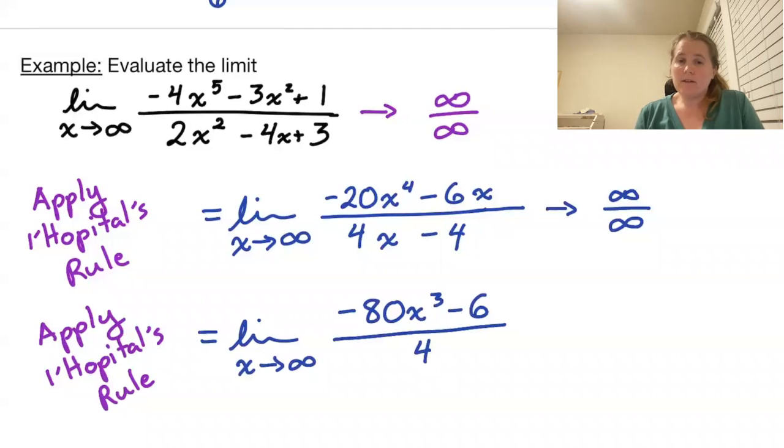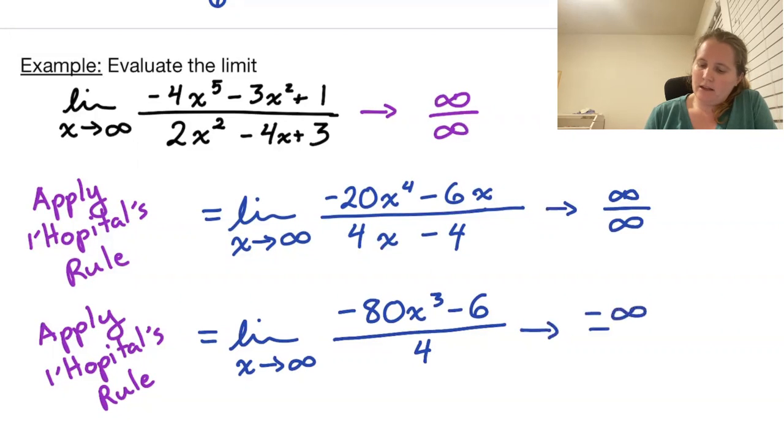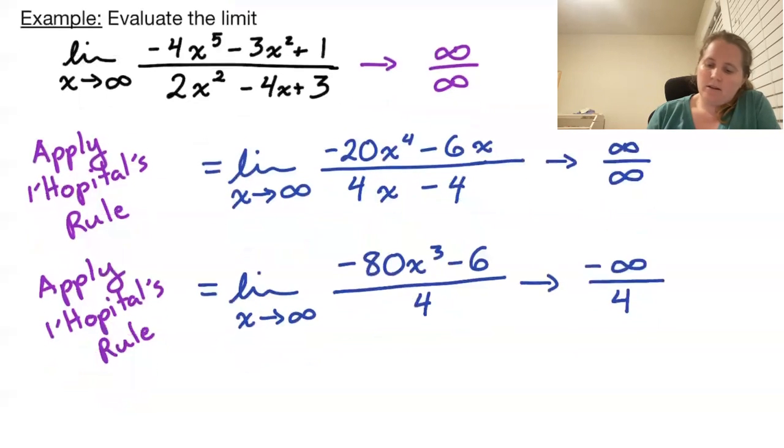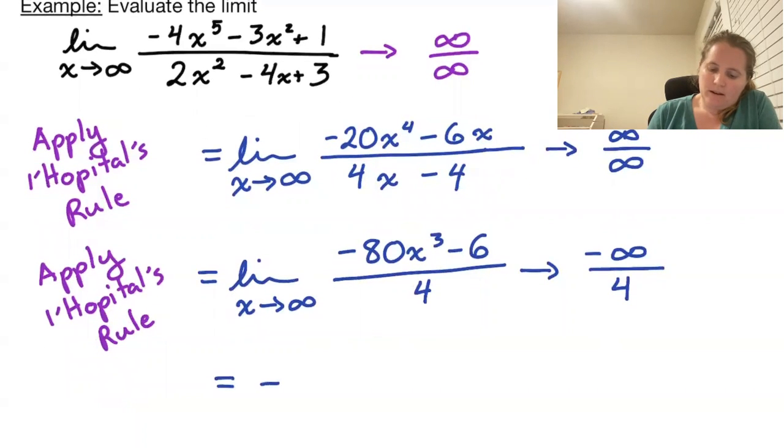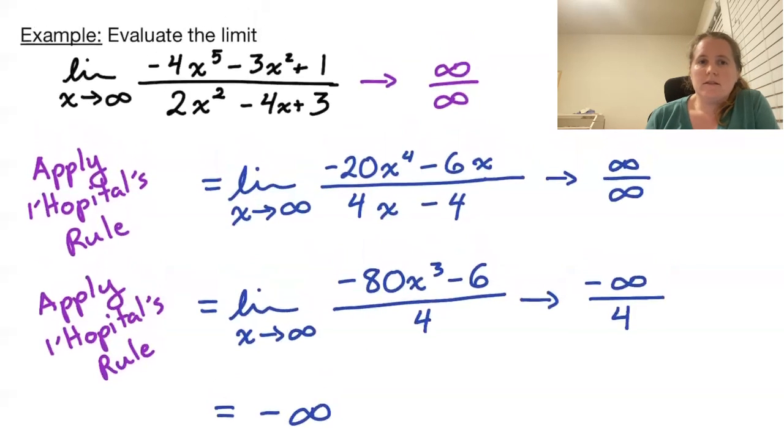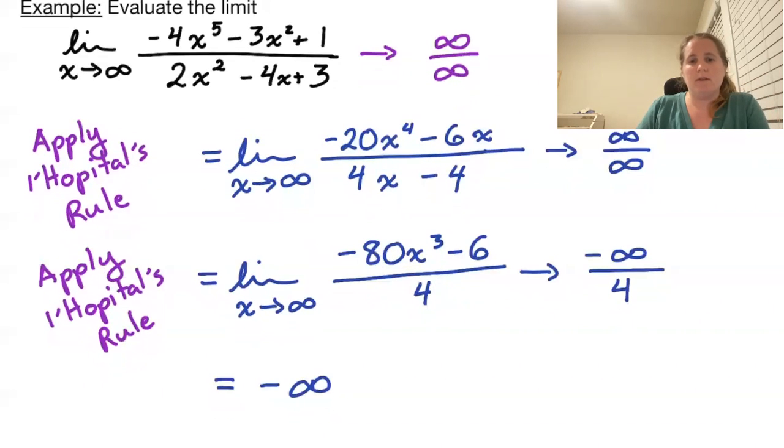Now this is no longer an infinity over infinity situation. The numerator would go to negative infinity. The denominator would just go to 4. So this limit winds up being negative infinity. So this is a situation where we ran L'Hopital's rule a couple times, but we didn't wind up on a number this time around, right? We just wound up with an infinite limit.